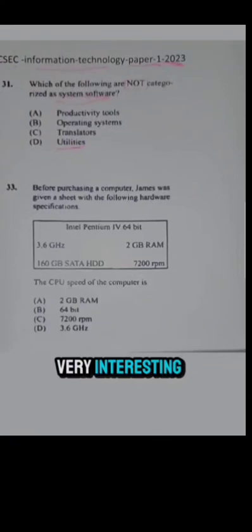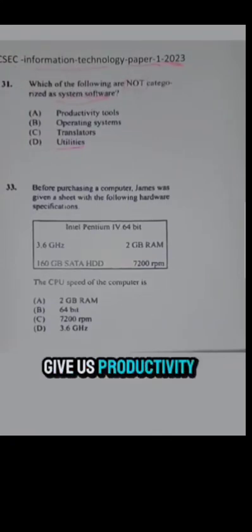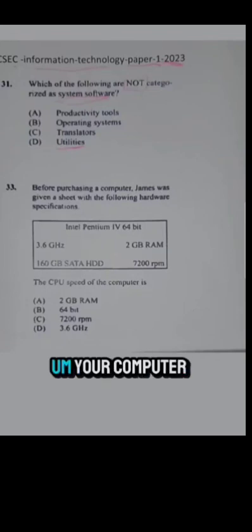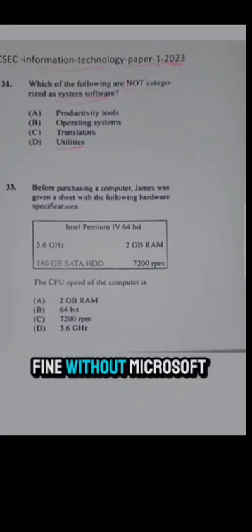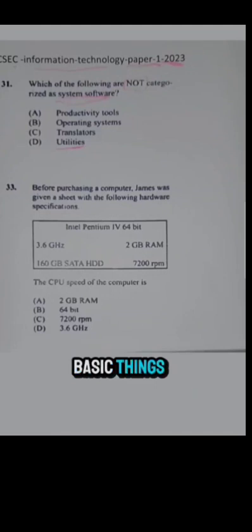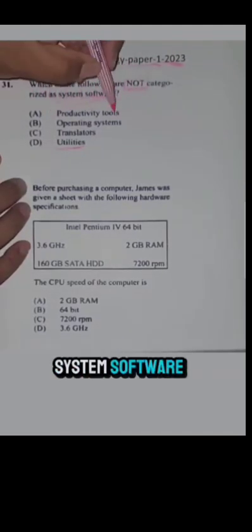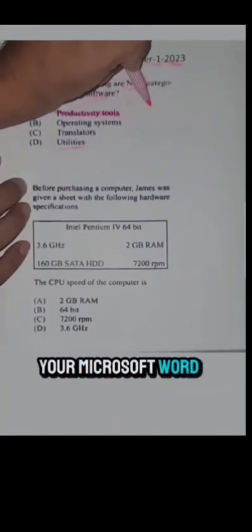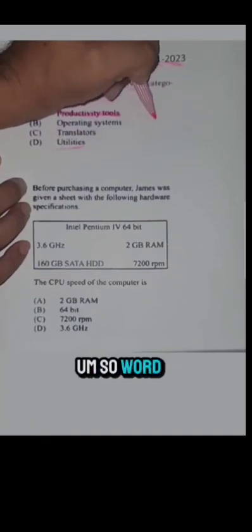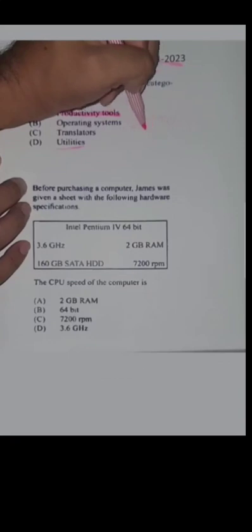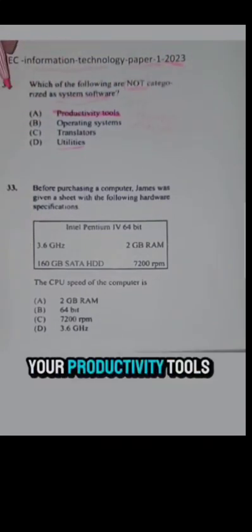Productivity tools is very interesting. That's an interesting option to give us. Productivity tools, which is like your Microsoft Word and your Microsoft Excel. Honestly, when you really think about it, your computer could work just fine without Microsoft Word or Excel. It could still boot up, it could still load and do the basic things. So as the question asks, which of the following is not a system software? That will be your productivity tools, and productivity tools would be like your Microsoft Word, Excel, right? Those are your productivity tools.